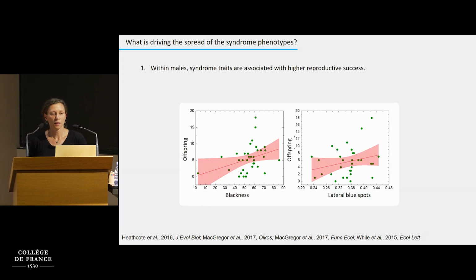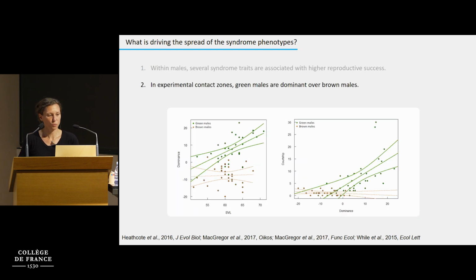What we found, number one, we found that within males, the syndrome traits are associated with higher reproductive success. So the higher a male scores on the blackness or on the lateral blue spots scale, the more offspring they would reproduce. Number two, we found that in experimental contact zones, green males are dominant over brown males.